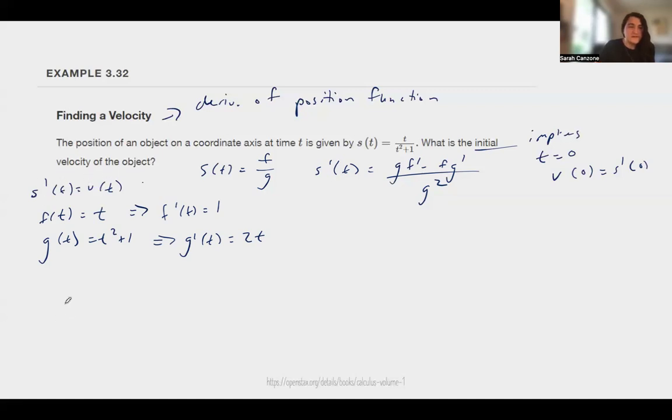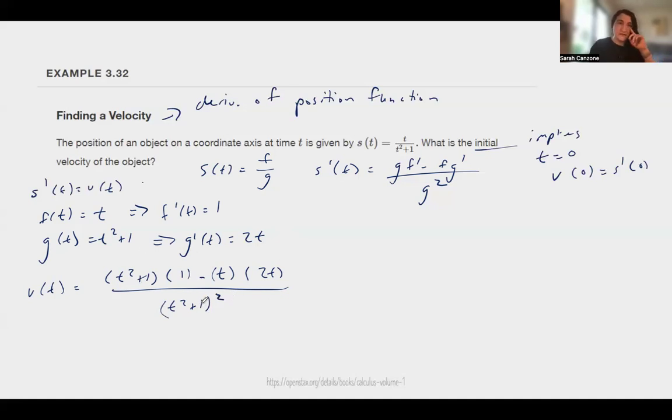So again, s prime of t is v of t, so I'm just going to call it v of t equals, and we'll plug in what we have. So that's g, which is t squared plus 1, times f prime, which is just 1, so I didn't necessarily need to write that, minus f, which is t, times g prime, which is 2t, all over our denominator squared, which is t squared plus 1, quantity squared. All right, so this is the derivative. This is the velocity at any given time. It'll, of course, be positive time because time isn't negative, but we're looking for the initial velocity.